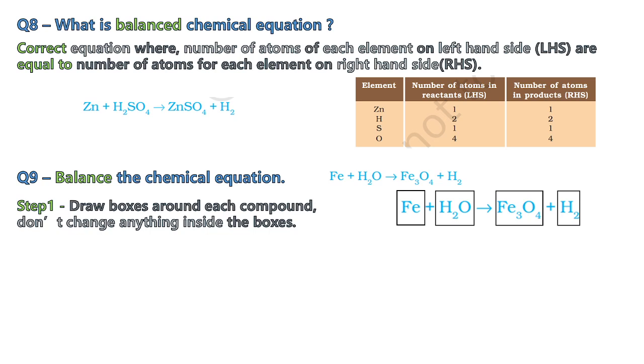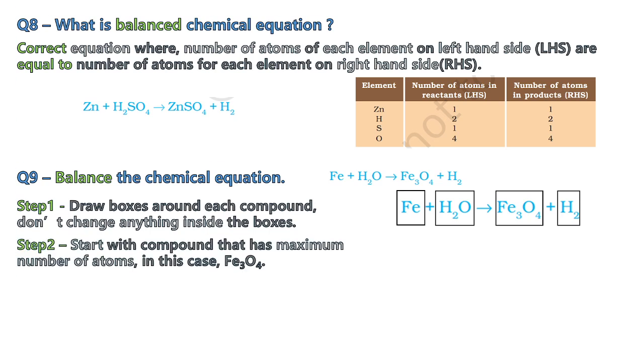So step one is to draw boxes around these compounds in your mind. We have shown it on the screen, but in your mind, draw the boxes and don't change anything inside the boxes. There will be multipliers written to the left of each of the compounds. Start with a compound which has the maximum number of atoms. For example, on the right hand side, look at Fe3O4, iron oxide. It has 3 iron atoms and 4 oxygen atoms. So we can choose that molecule to balance first.